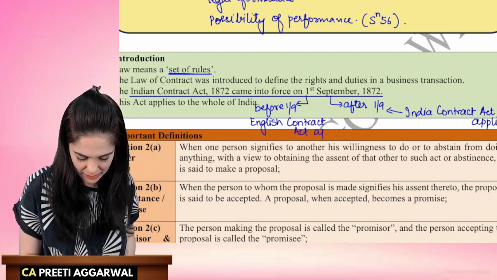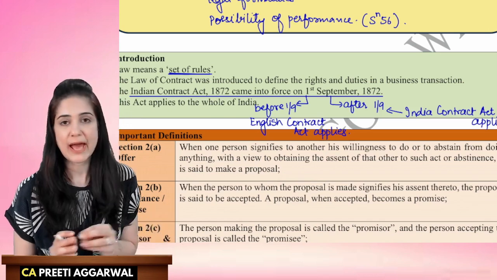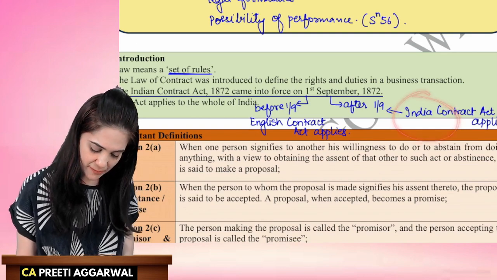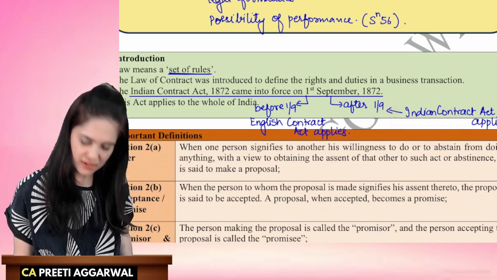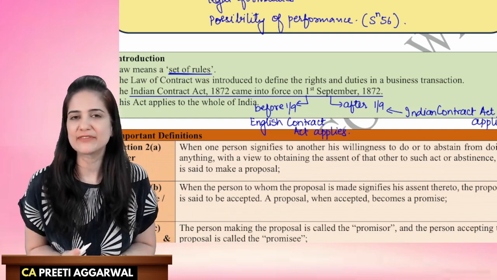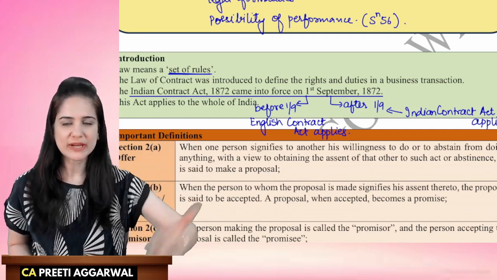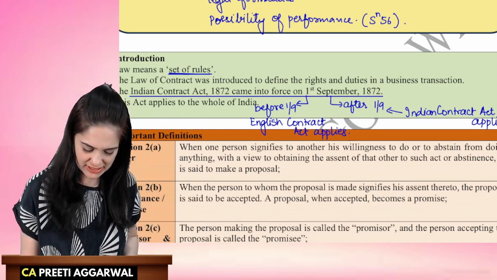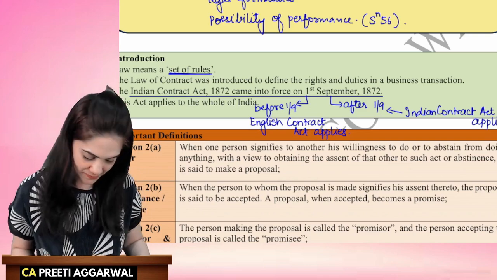English Contract Act applies. Even today, if there is any confusion, if there is ambiguity, if there is no clarity in the Indian Contract Act, even today we refer to the English contract law, right? Because their judiciary and our judiciary are the same. Anyways, they were ruling us, so they only created the judiciary which we are still following. So because it is the same, we can still refer to the English Contract Act.